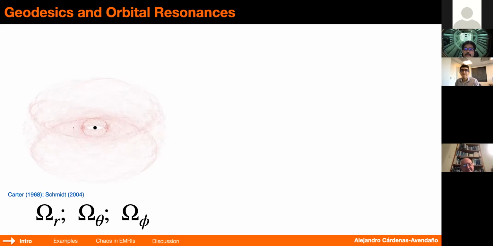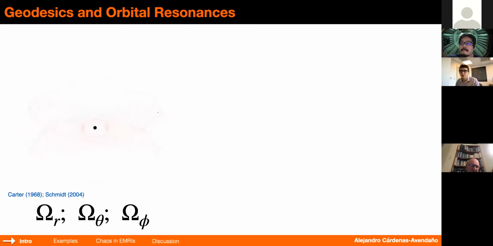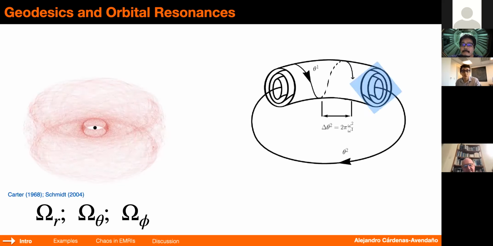And since the geodesic equations in Kerr are integrable, that is, we have enough constants of the motion for the degrees of freedom, we can always introduce a set of action variables and angles, and parameterize the motion also in a torus and start also thinking about this in phase space more easily. So in this case, the conjugate variables are functions of the constants of the motion.